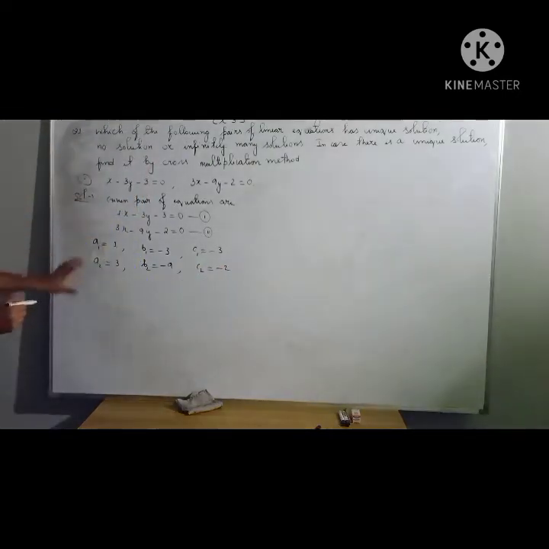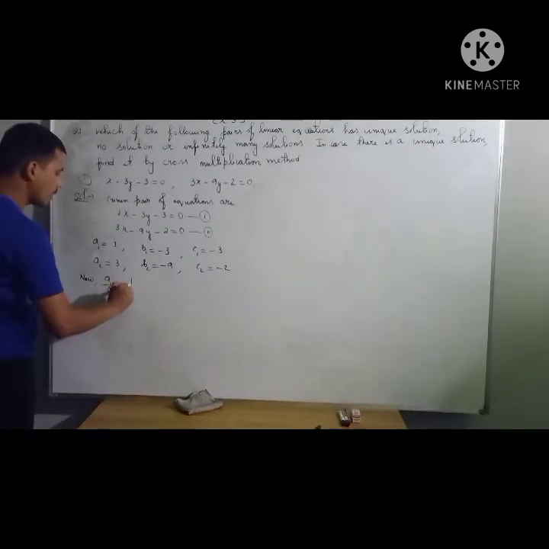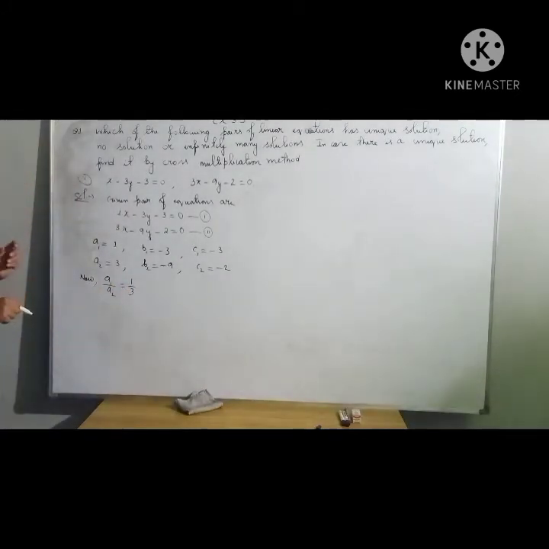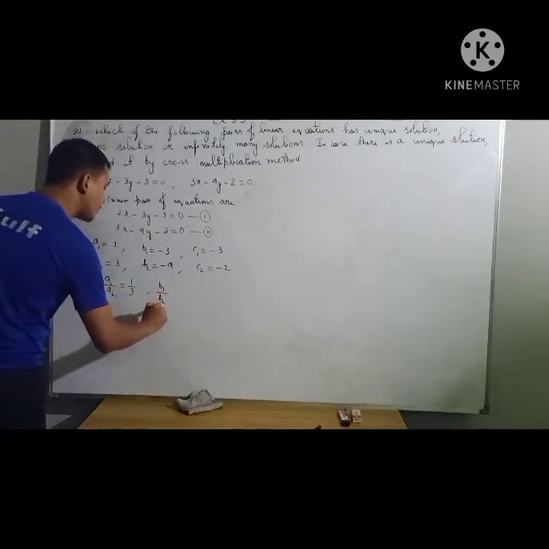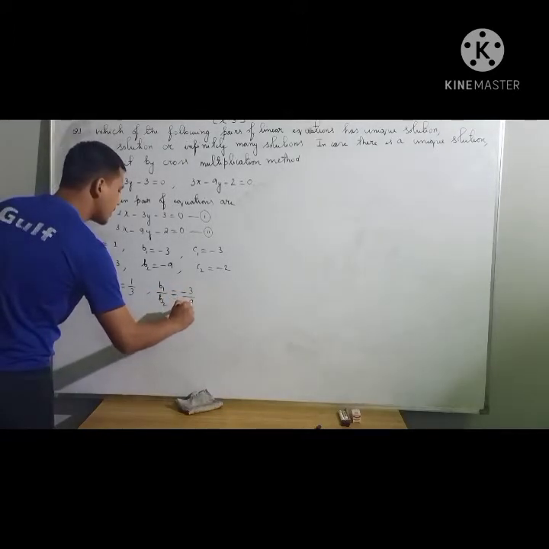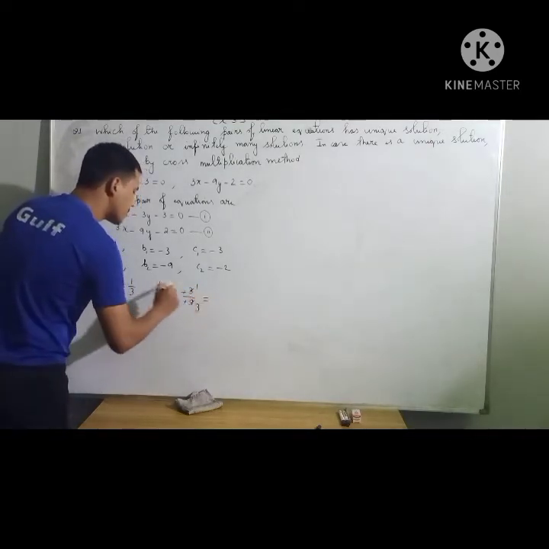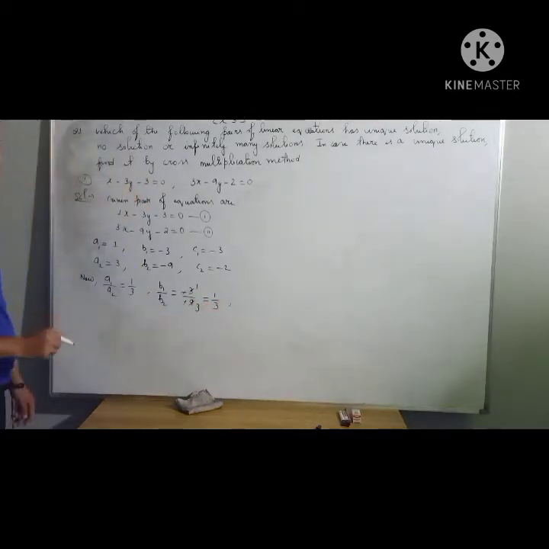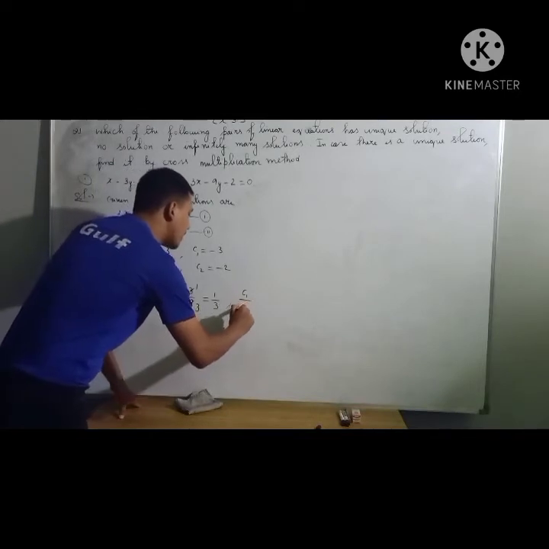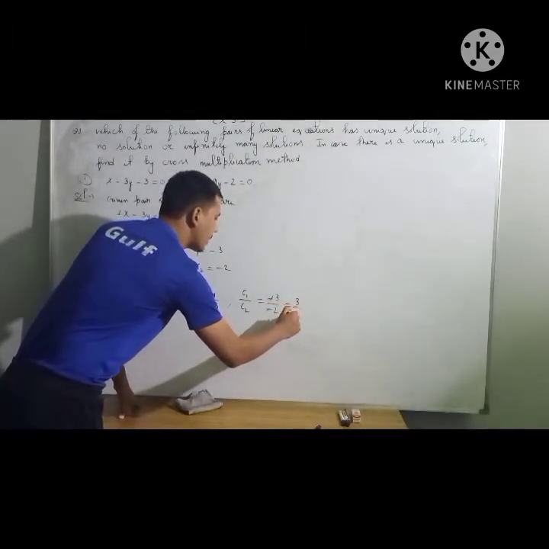Now we find the ratio of a1 and a2. a1 upon a2 is equal to 1 by 3. You make sure that the ratios are always in the simplest form. b1 upon b2: minus 3 upon minus 9, minus minus gets eliminated. 3 ones are 3, 3 threes are 9. So b1 upon b2 is 1 by 3. Now we find the ratio of the constant terms. c1 upon c2, minus 3 upon minus 2, minus minus gets cancelled. So we have 3 upon 2.